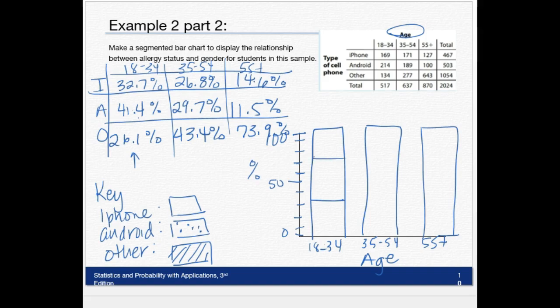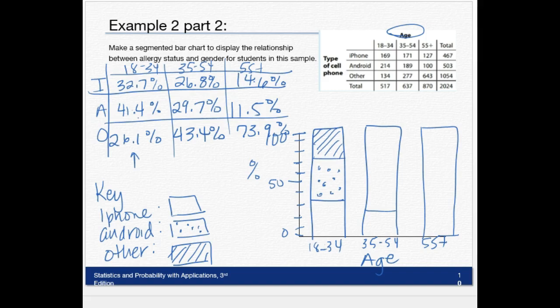And this next section represents Android now. I have to put polka dots on that. And then the last section is 26.1%, so that should add up pretty well. So I'm going to stripe it. Then I'm going to do the same thing for the 35 to 54s. iPhone is 26.8, 10, 20, there. The next one is 29.7, that's almost 30%. So that would be at 56%.